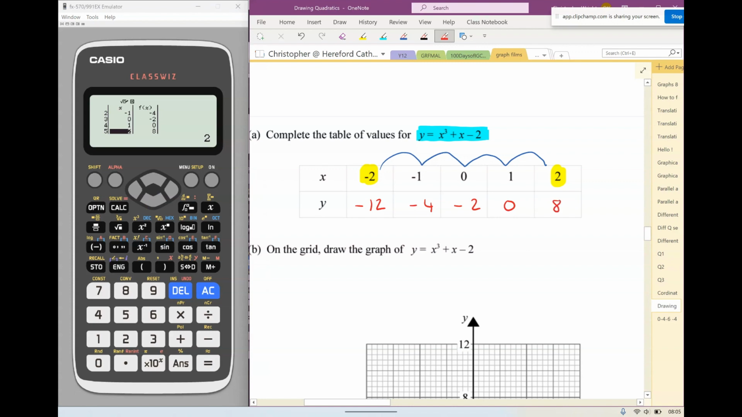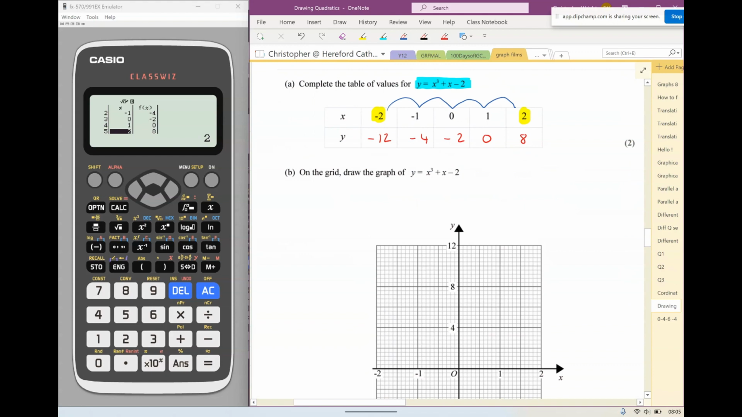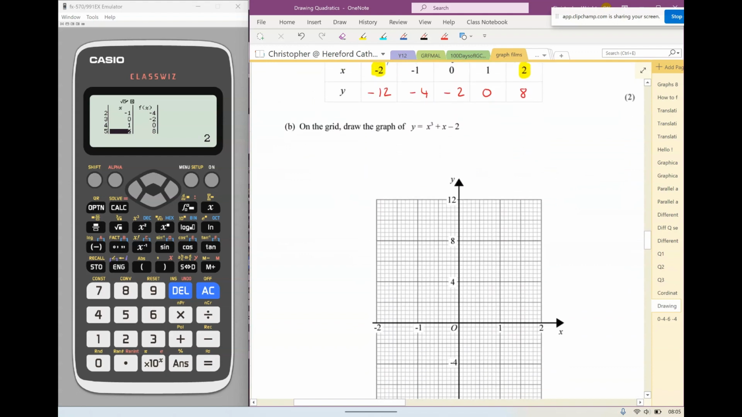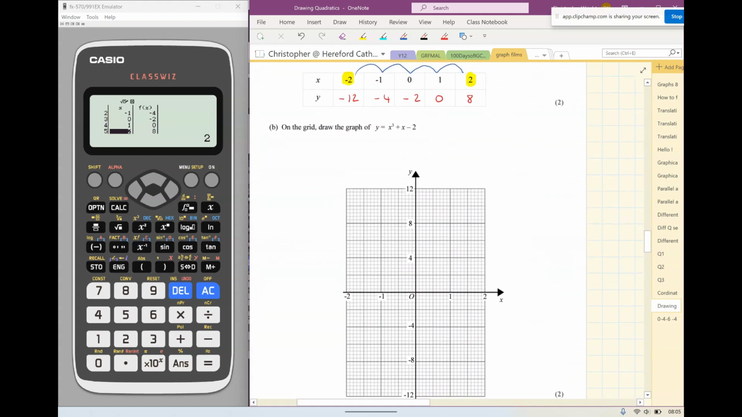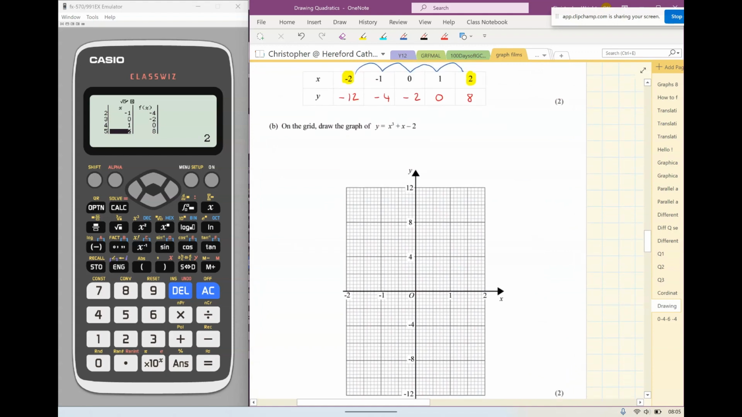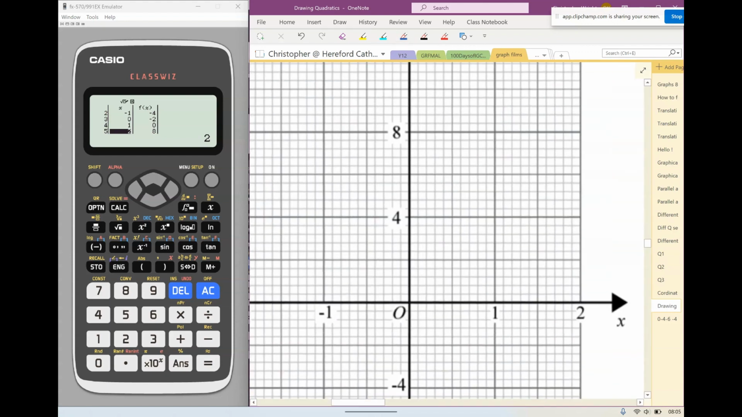There we are. On the grid, draw the graph. Now, have I got to be careful of scales here? Yes, I do. Now, what is going on here with this scale on the y-axis? Let's just take a moment to sort it out. So, look at that. It's 10 squares. 10 little squares takes me up to 4. So that's obviously going to be 2 there. And so 1 is going to be 2.5 squares up. That's going to be 3.